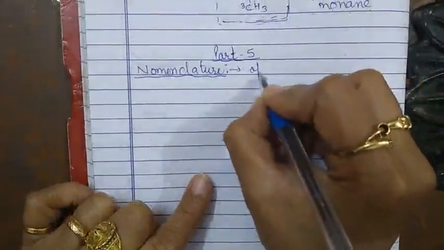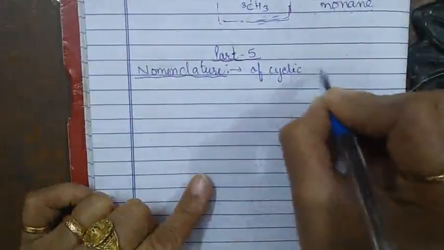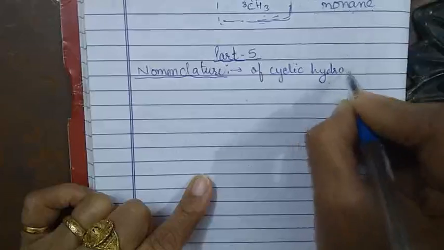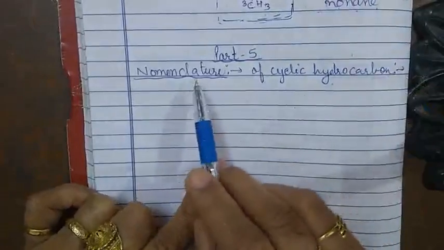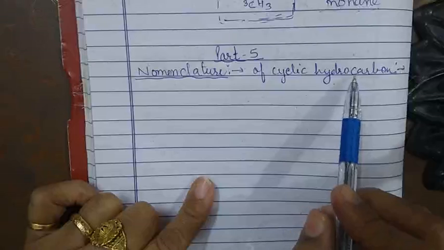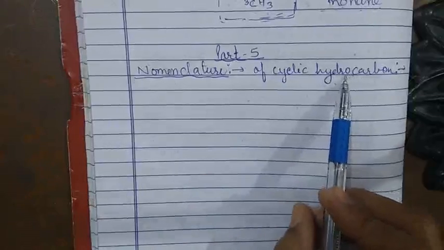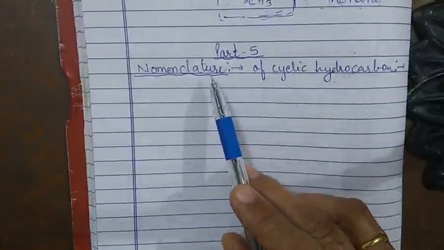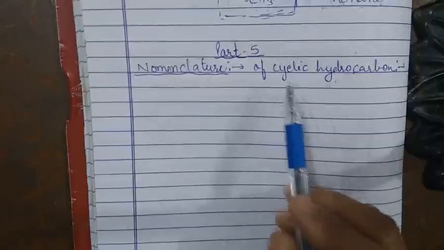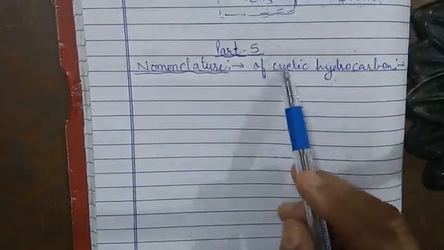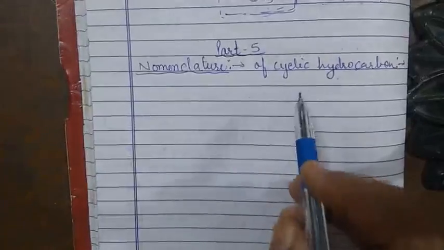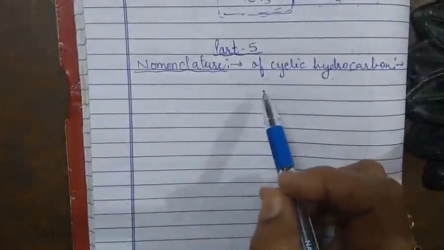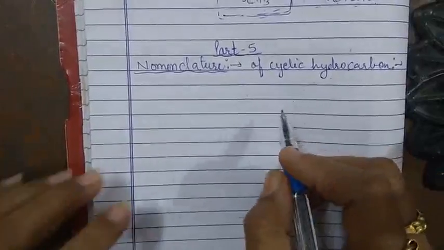Now come to the topic, that is nomenclature of cyclic hydrocarbons. We have already discussed the nomenclature of saturated hydrocarbons, it means alkanes. Now here the topic is nomenclature of cyclic hydrocarbons. The term cyclic means in the form of a ring. Those compounds which are in the form of a ring. So to write the name of a cyclic compound, there are certain rules.